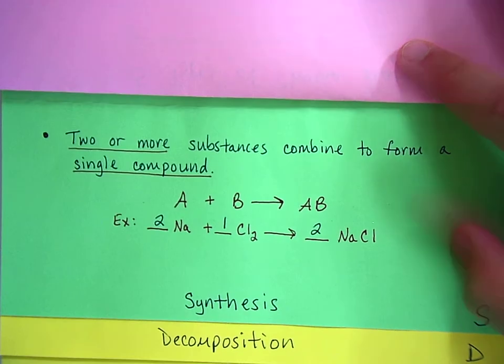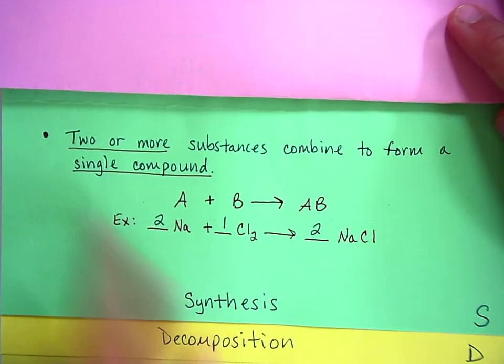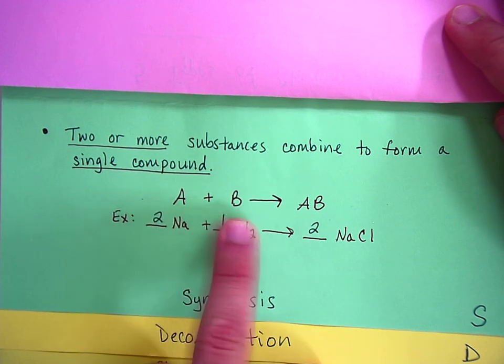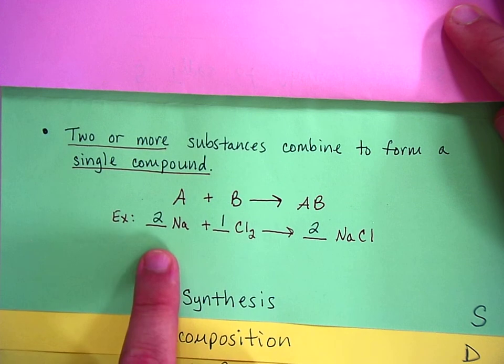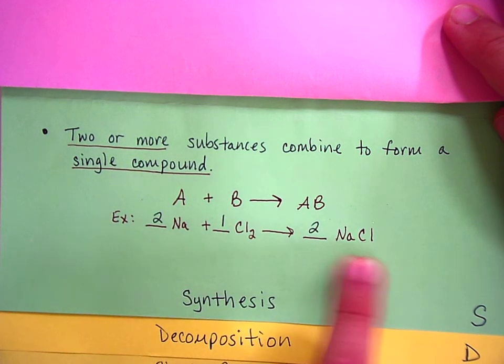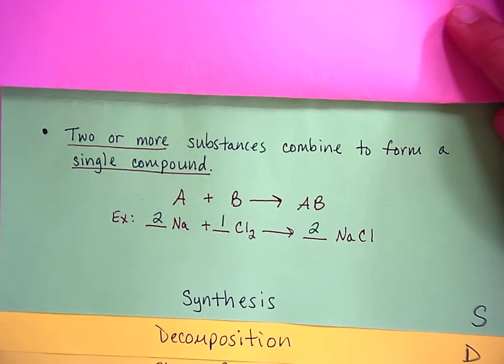So synthesis reactions is what we're focusing on today. It's when two or more substances combine to form a single compound. So you have an example, A plus B yields AB. We have here Na plus Cl will yield NaCl, sodium chloride. And then we have to come back and balance it.